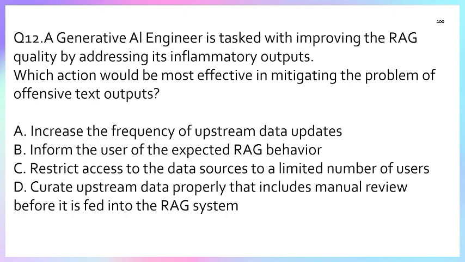And option C, restrict access to the data source to a limited number of users. Here we are controlling who can access the data, which doesn't improve the data itself. So offensive content would still be indexed and used. So option C is also incorrect. So the correct answer is D. I explained it at a very basic level, so I hope you understand the answer.